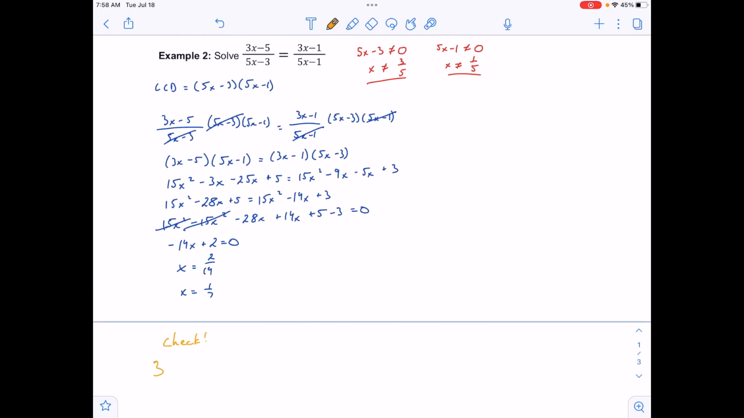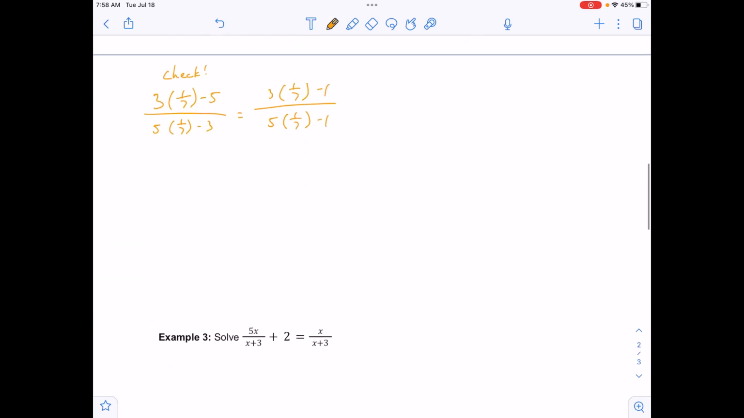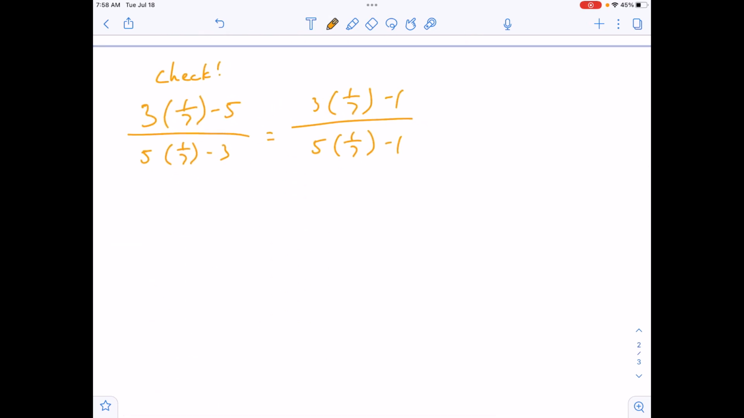So 3 times 1 over 7 minus 5 divided by 5 times 1 over 7 minus 3. Is that going to be equal to 3 times 1 over 7 minus 1 divided by 5 times 1 over 7 minus 1? Okay, let's simplify. So I have 3 over 7 minus 5 divided by 5 over 7 minus 3. And then 3 over 7 minus 1 over 5 over 7 also minus 1.